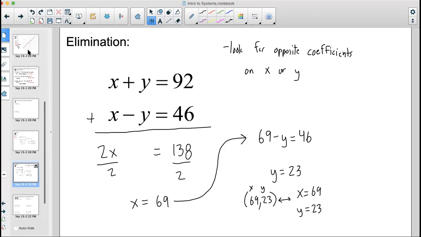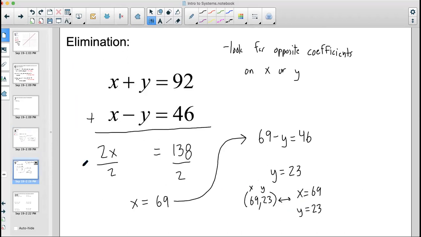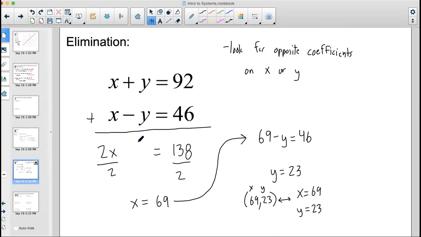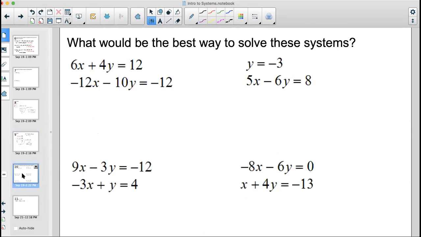We got graphing, substitution, which is where you solve for one of the variables, then replace it in the other equation, or elimination, where you add the equations together and one of the variables disappears. Like I said, sometimes these things are set up for one over the other, and sometimes they're not. And sometimes you just have to do whatever is more comfortable for you. So we're going to look at these. What would be the best way to solve these?